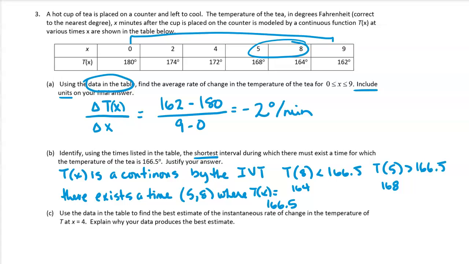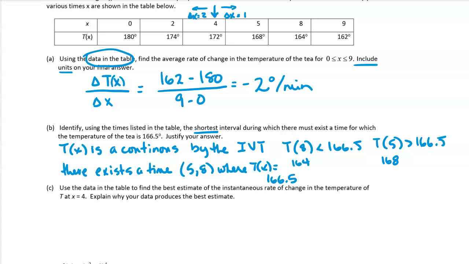Use the data in the table. Again, don't make stuff up, just what I give you, to find the best estimate of the instantaneous rate of change. Instantaneous rate of change, another word for that would be derivative. So I'm going to go here to t equals 4. I'm going to look to the left, and that change in temperature is 1. I'm going to look to the right, and that change in temperature is 2. What's the smallest? It would be 1. So T prime of 4 is approximately equal to 168 minus 172 over 5 minus 4.